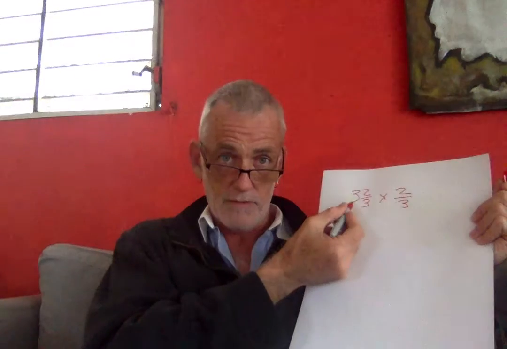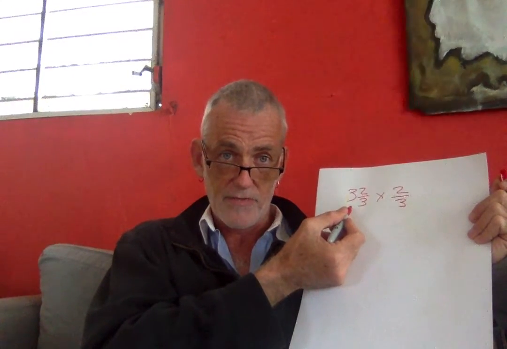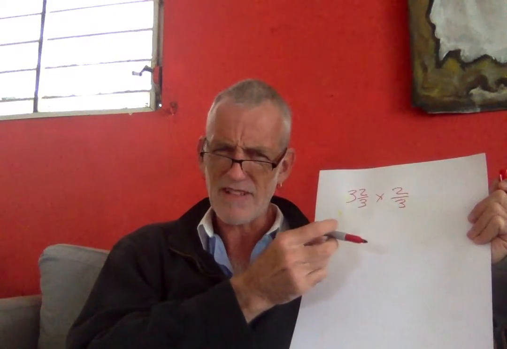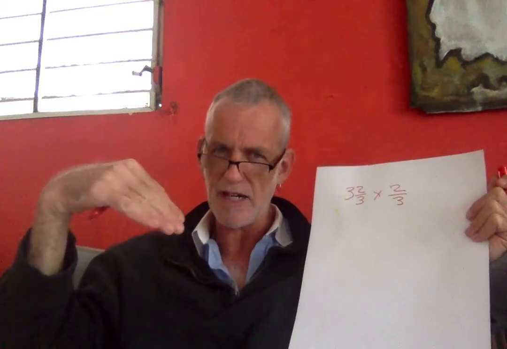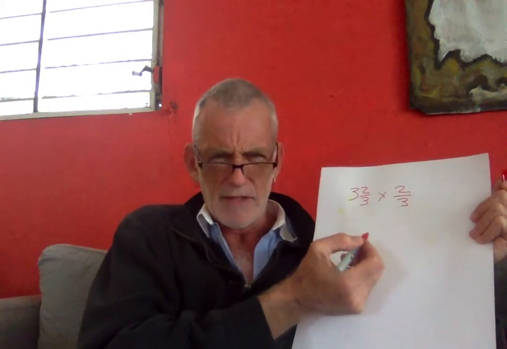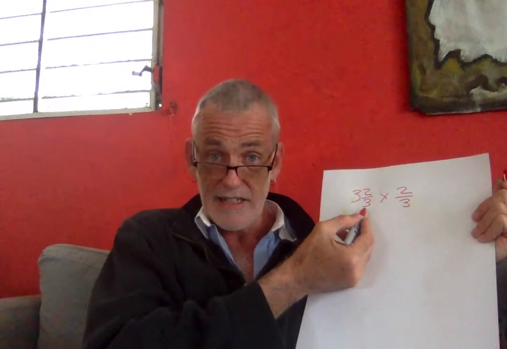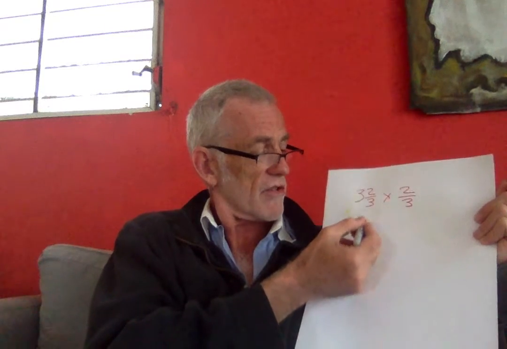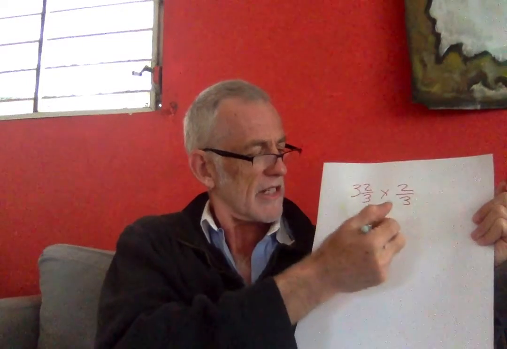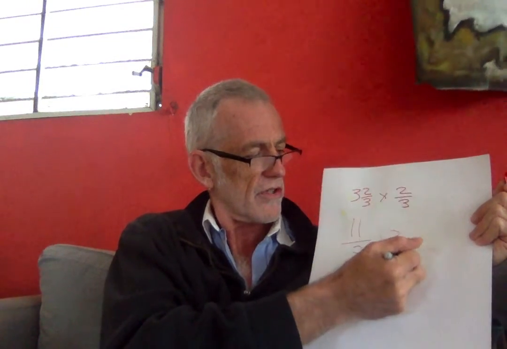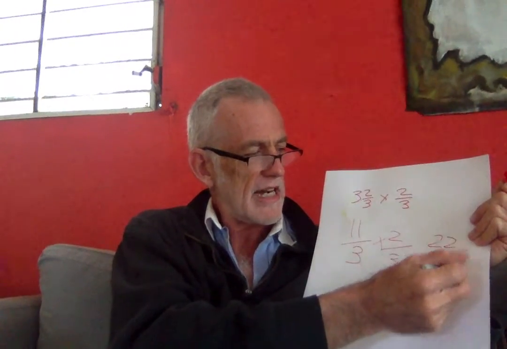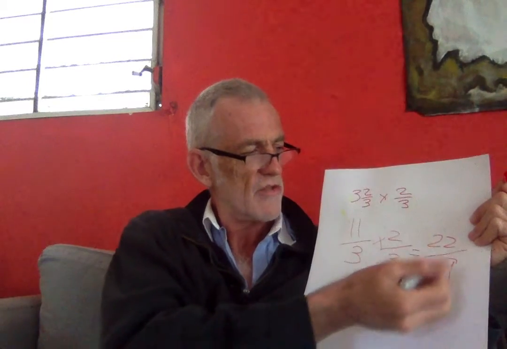So, what do we have to do? We have to make this fraction an improper fraction, a top-heavy fraction where the number is bigger on the top than it is on the bottom. 3 times 3 is 9. Added to the 2 is 11. So 3 2/3 is the same as 11/3. Now you just multiply it by 2/3. 11 times 2 is 22. At the bottom you got 9, 3 times 3. 22/9.